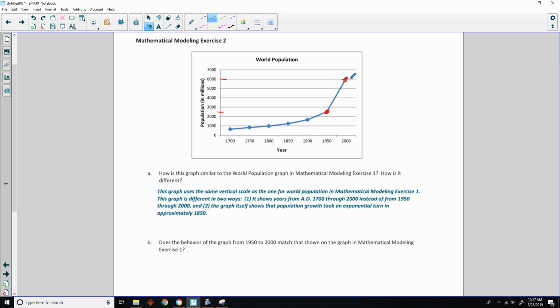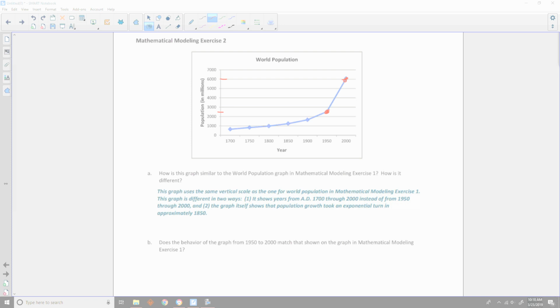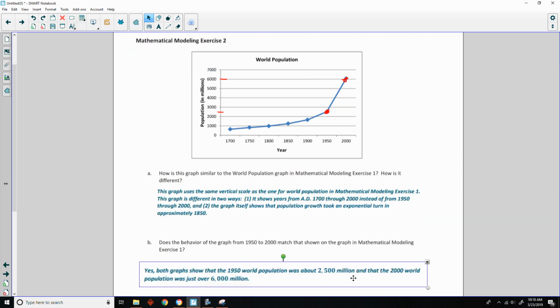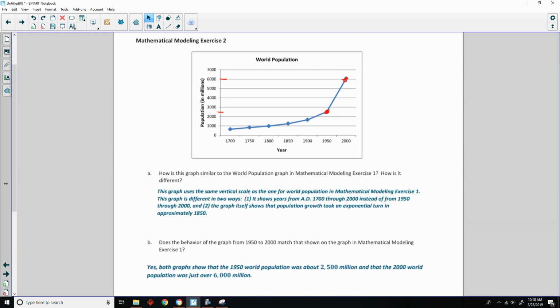This looks like a steeper slope, but it's the same values. So it's going to be the same rate of change. 6,000 minus 2,500 over 2,000 minus 1950, and that will give us a rate of change of 70. So yes, both graphs show that the 1950 world population was about 2,500 million. Then that of 2000 world population was just over 6 million.